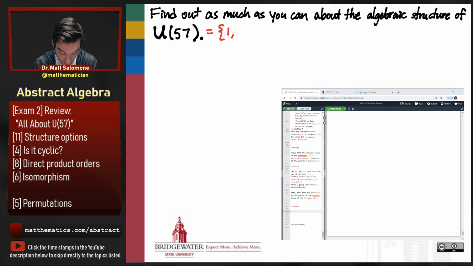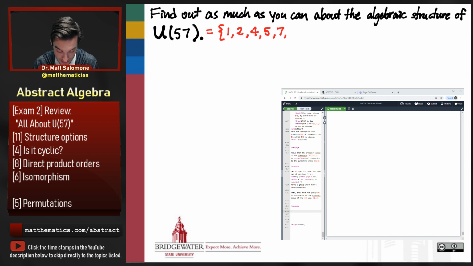So 1, of course, will always be a part of a U group. 2 is relatively prime to 57, but 3 is not. 4 is relatively prime to 57. 5 is. 6 is not because they share a factor of 3. 7.